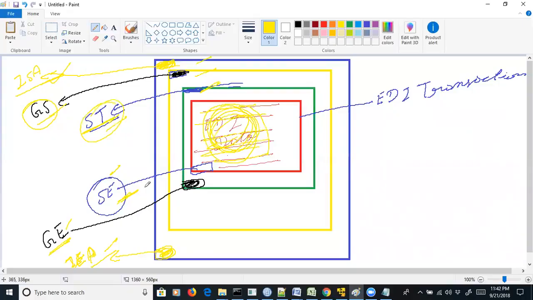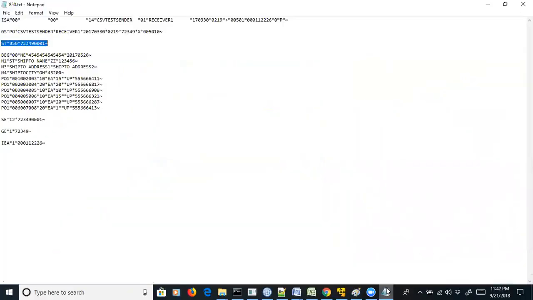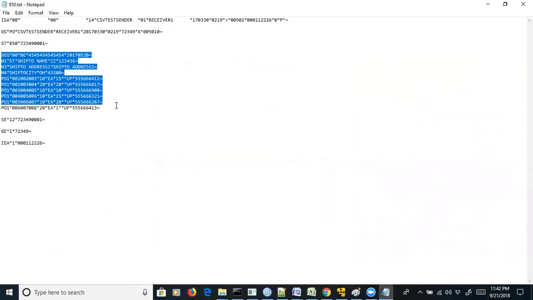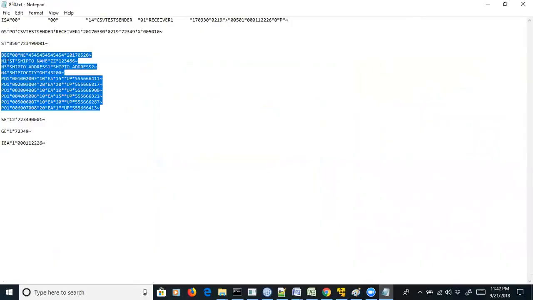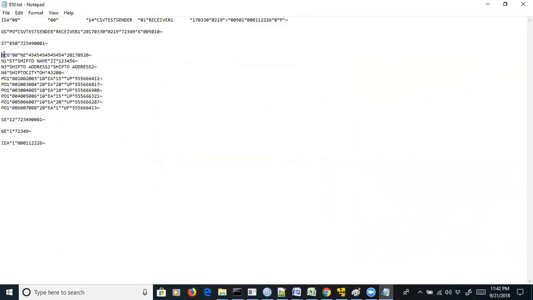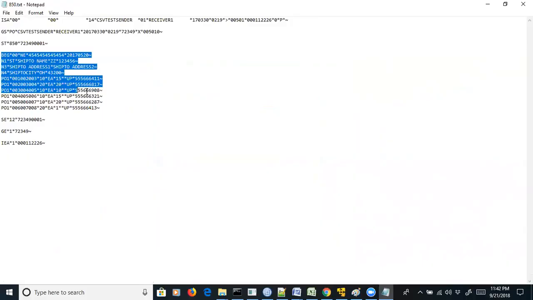So if you see in this file, this is your purchase order. This data has information for a purchase order. Each record represents some information.